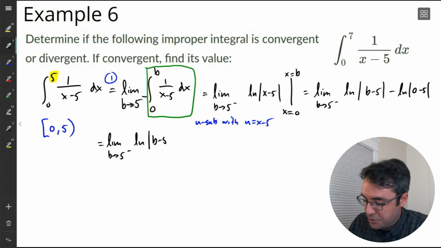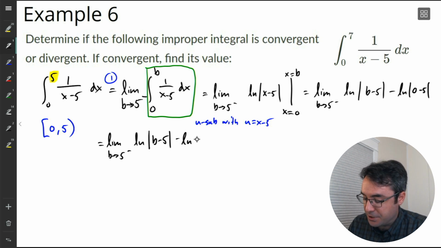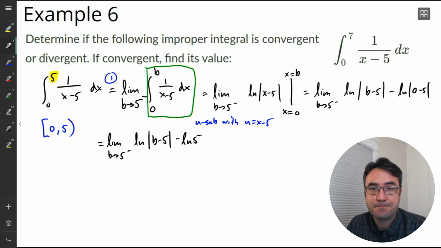Not too much to do in that first one, but here we can simplify. So 0 minus 5 is negative 5, and the absolute value of that is positive 5. So we end up with just minus the natural log of 5. That does make sense. All right, so we want to figure out this limit.